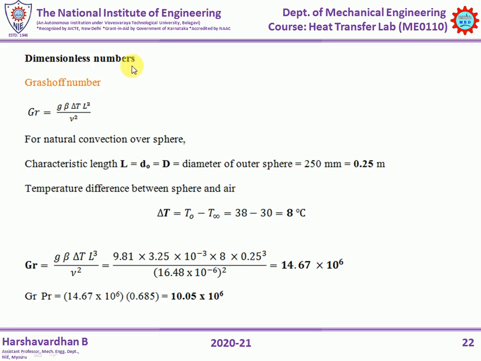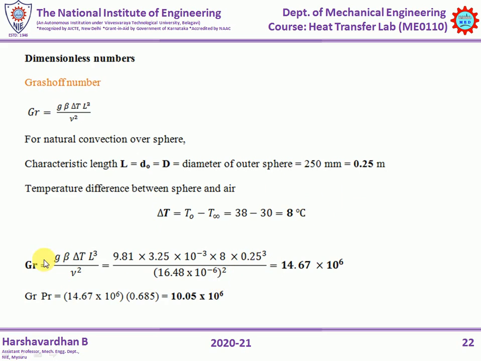Then we are going to calculate the dimensionless numbers. For natural convection, the governing number is the Grashof number. This Grashof number is calculated according to the equation g into beta into delta T into L cubed by nu squared. For free convection over a sphere, the characteristic length is taken as the diameter of the sphere, which is 250 mm for this experiment. The temperature difference between the sphere and the air is T0 minus T infinity, which is 8 degrees centigrade here.